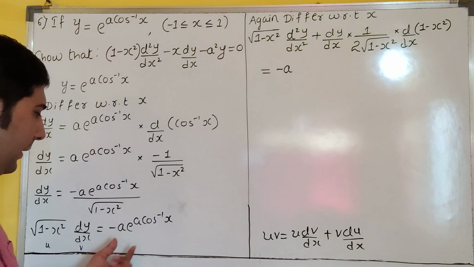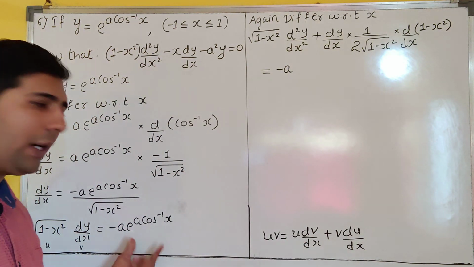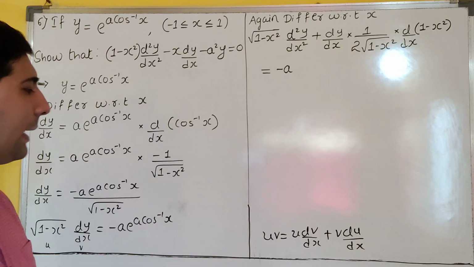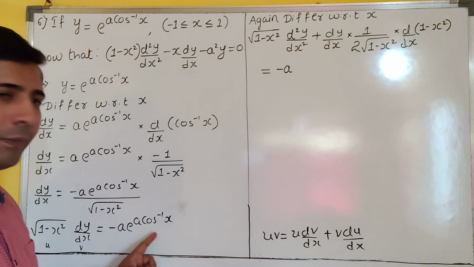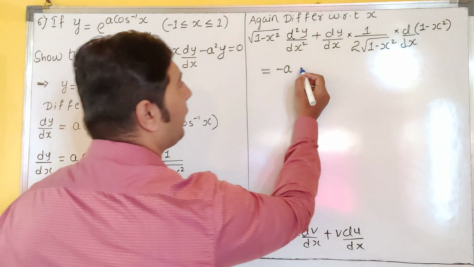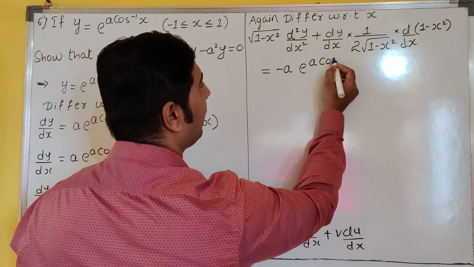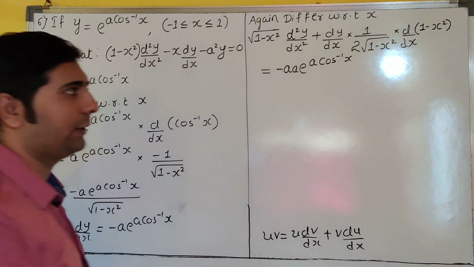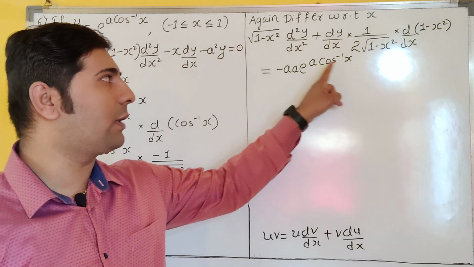Constant should be written as it is. You have to take the derivative of the function. E raised to a cos inverse x is looking like how? E raised to ax, the derivative of e raised to ax is what? It is a into e raised to ax, dear students.